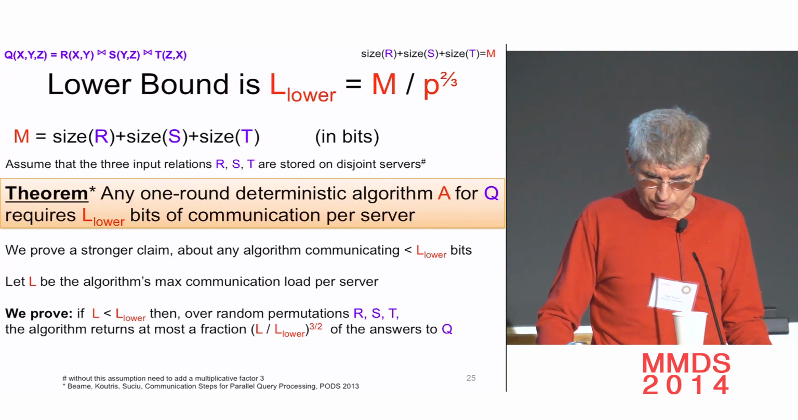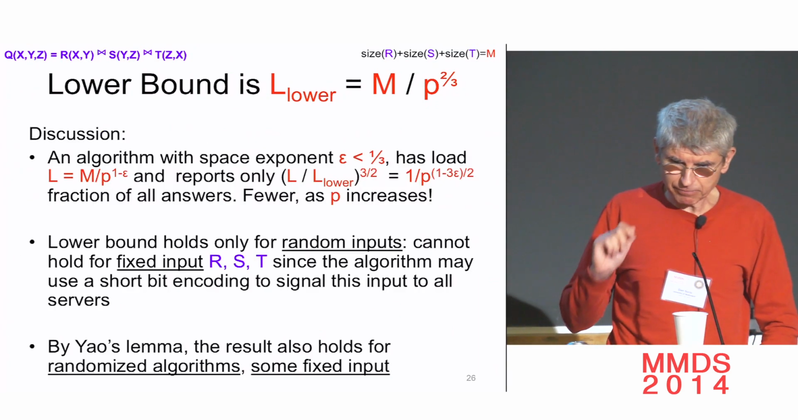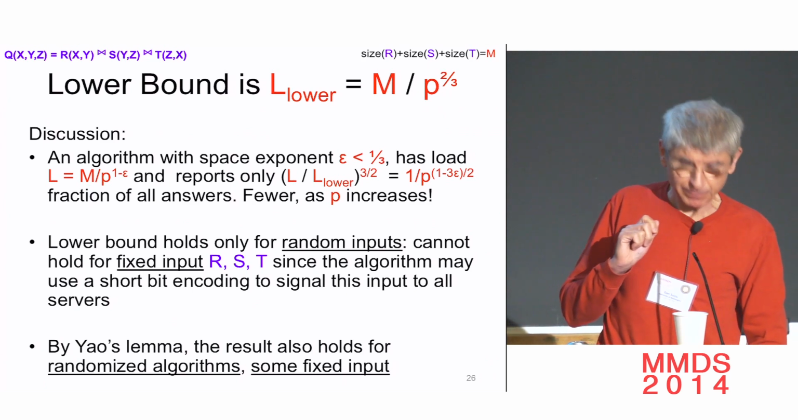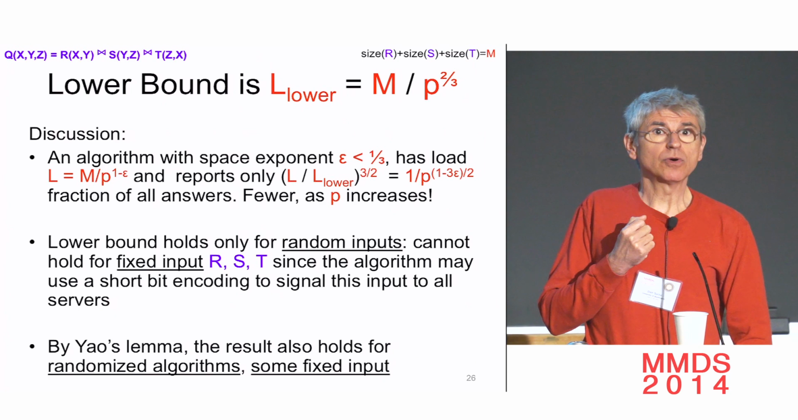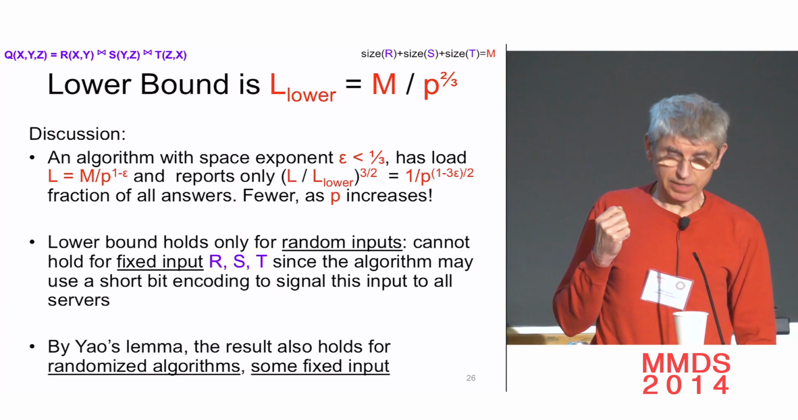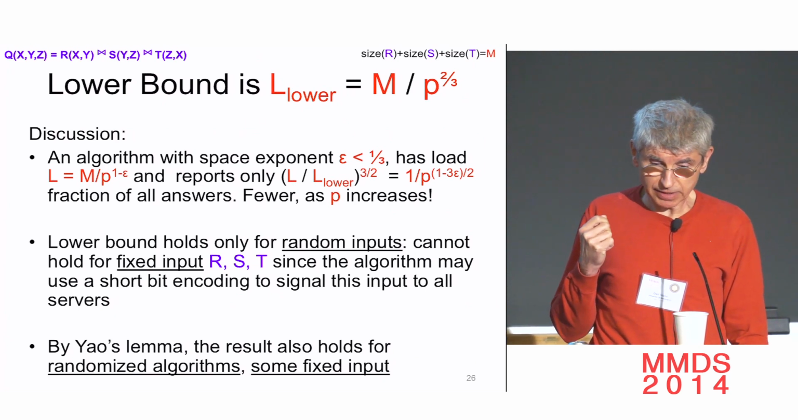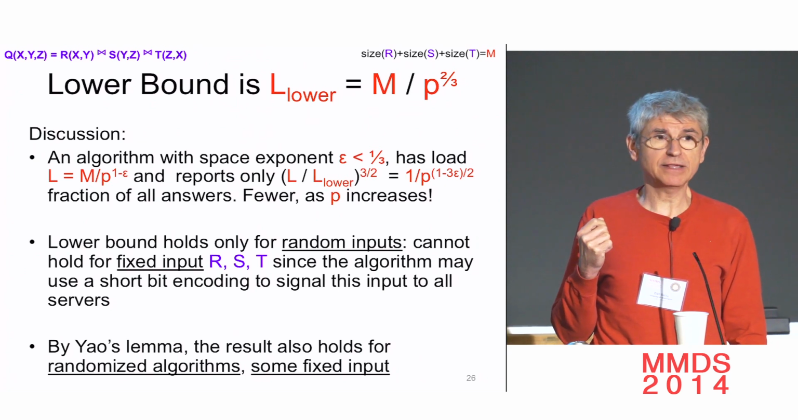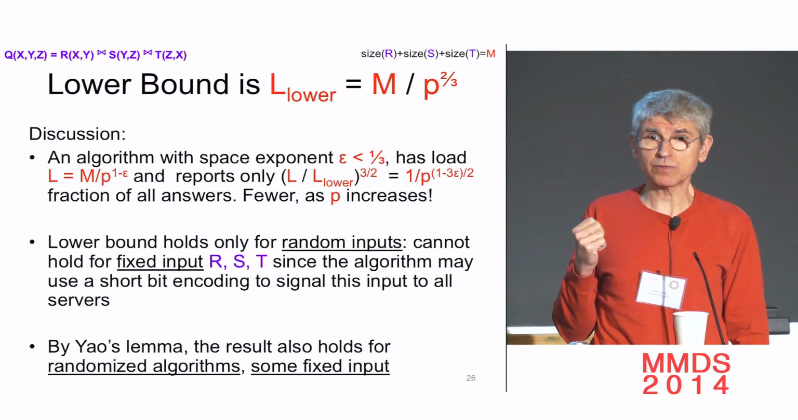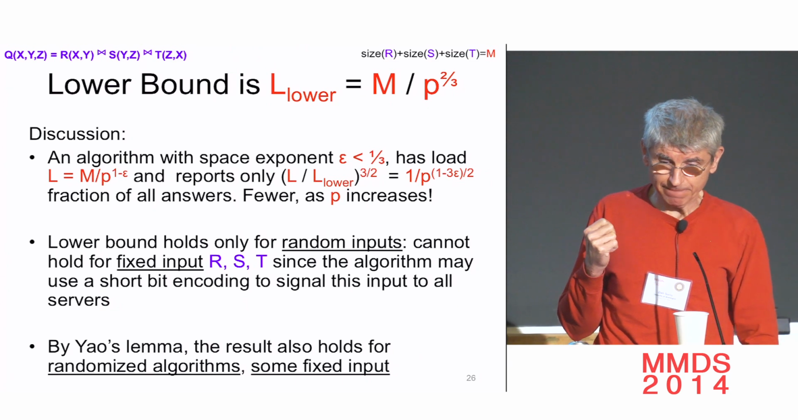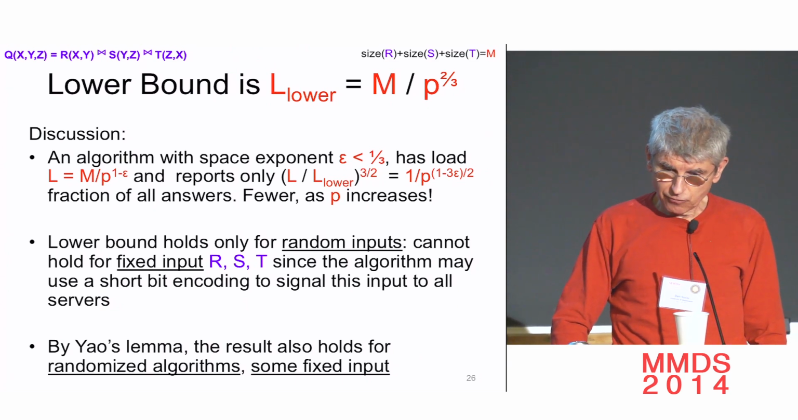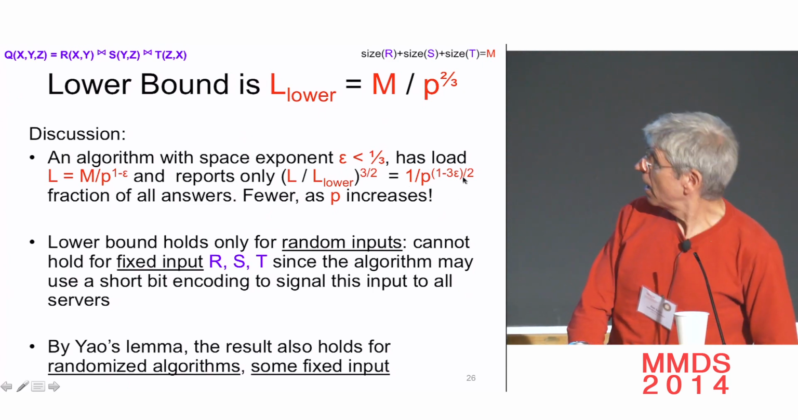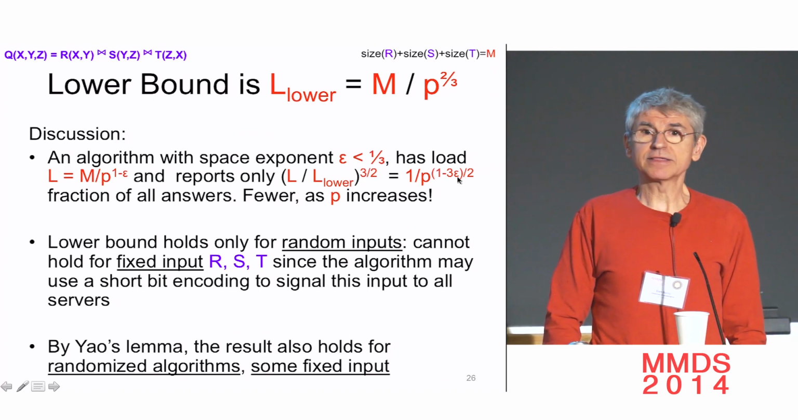Good. So I will probably skip the proof, but before I get there, let me make some comments. So what that means is that if you design an algorithm and want to impose a particular space exponent, which is less than the lower bound, which is 1/3, then your algorithm will report only a fraction, which is 1 by p to some complicated power here, of the correct answers.